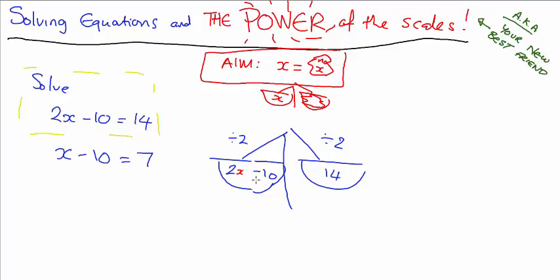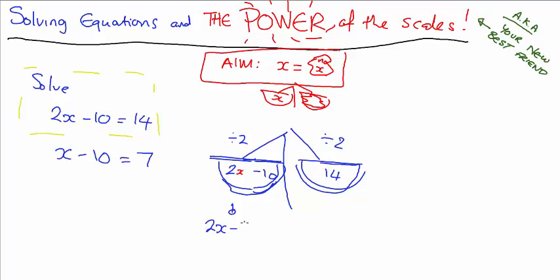And one of the reasons I do this scale thing is I want you to know that you can't do anything to this 2x by itself. You can't do anything to this 10 or minus 10. You can't do anything to this 14. You can literally do it to this whole side and this whole side. That's it. So here's the deal. If you're going to divide, you can't divide this by 2. You can divide this whole side by 2. And here's how you do it properly.